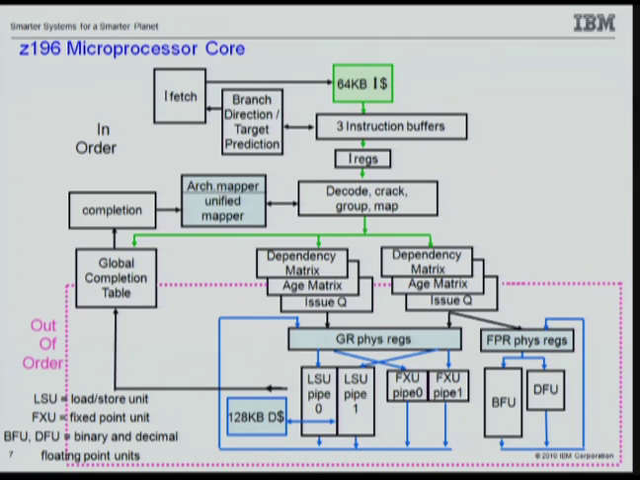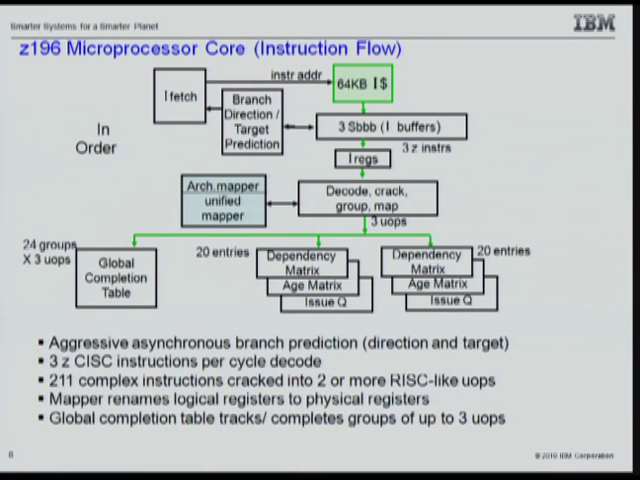All right, now this is a busy chart, and I'll walk through this fairly slowly. I'll break it up into three separate pieces. So the first part is the front-end in-order instruction flow. We have a very aggressive branch prediction circuitry, which runs asynchronously, runs well ahead of iFetch, which predicts both the direction and the target. Instructions are fetched out of an iCache.